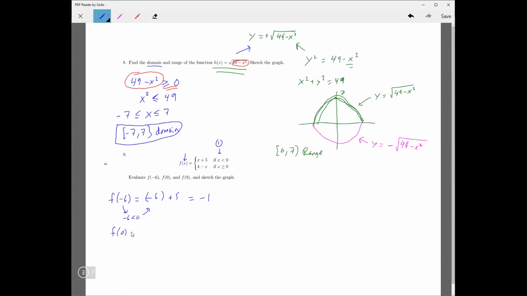And if you do f of 0, that's going to be the second equation. So that means that you ignore the first equation completely, you just go to the second equation. And then the third one is also the second equation. So you're just going to go with those equations. Okay, now to graph it.